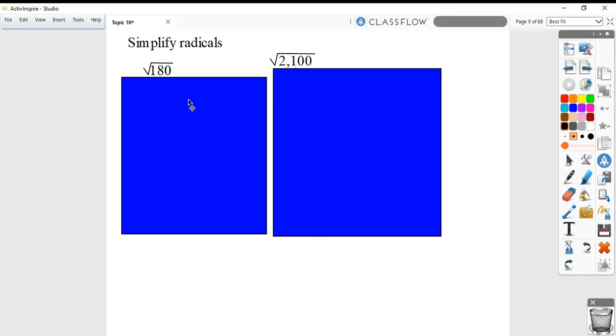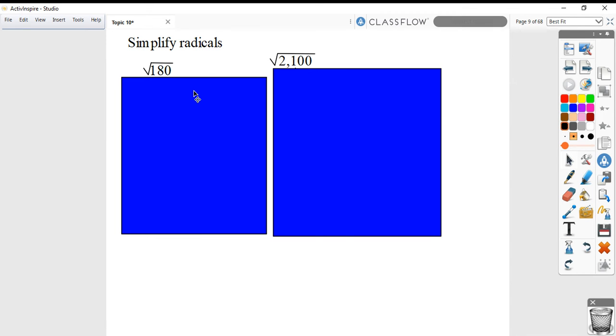Take a look at this one right here. Square root of 180. Well, we look at that number 180, and there's a whole bunch of ways that you can multiply two numbers and it be equal to 180. You could do 2 times 90. You could do 4 times 45. You could do 3 times 60. You could do 9 times 20. You could do 6 times 30. There's tons and tons of different ways that you could get there.